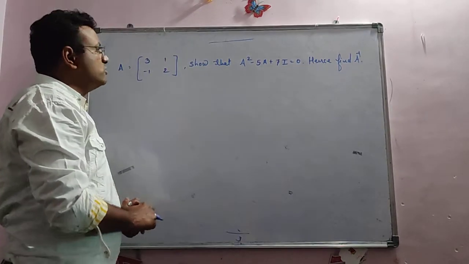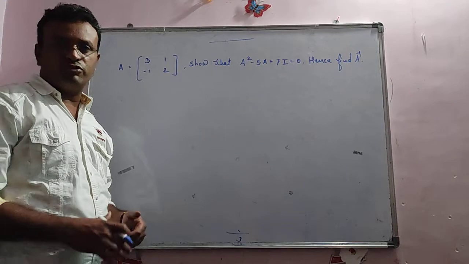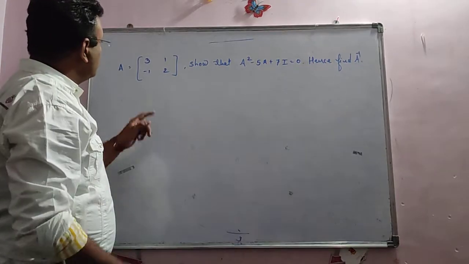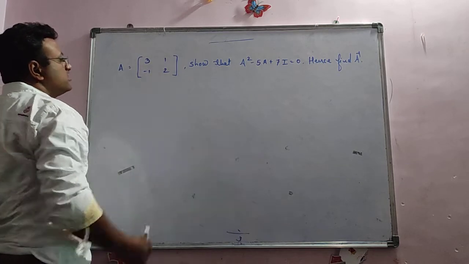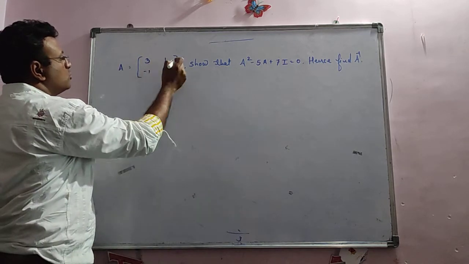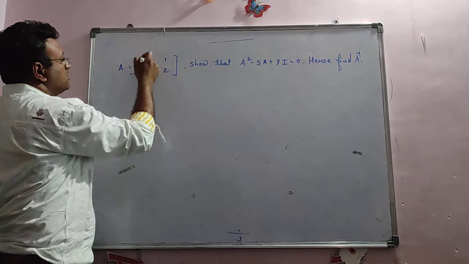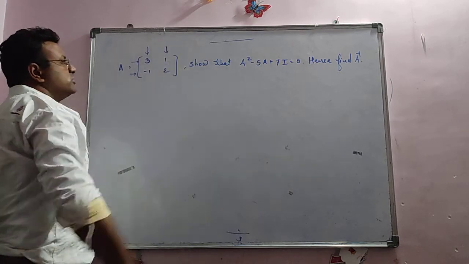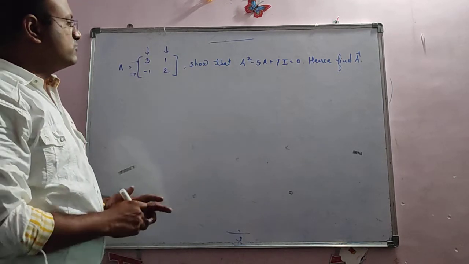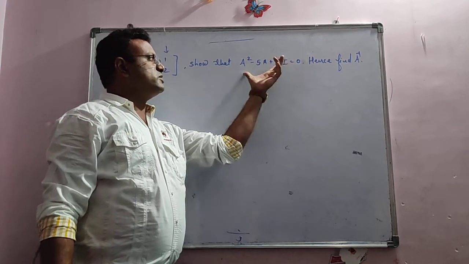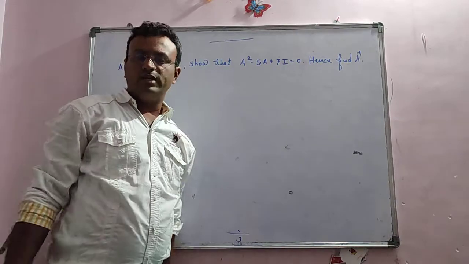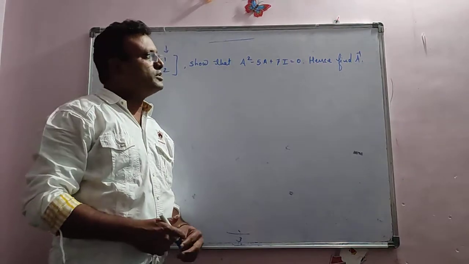So we are going to deal with this problem. This is a problem from matrices, and one matrix A is given. It's a 2 by 2 matrix because there are 2 rows and 2 columns. We have to verify whether this equation A squared minus 5A plus 7I is equal to 0 is satisfied, and then afterwards we will find A inverse by using the adjoint method.